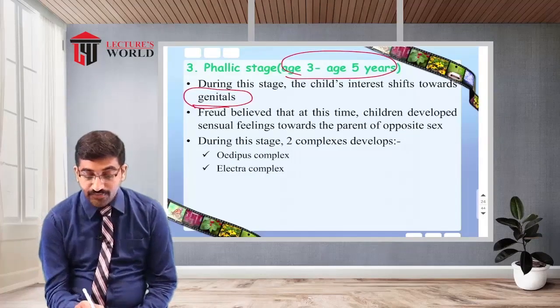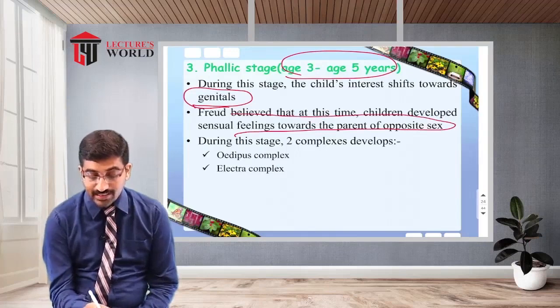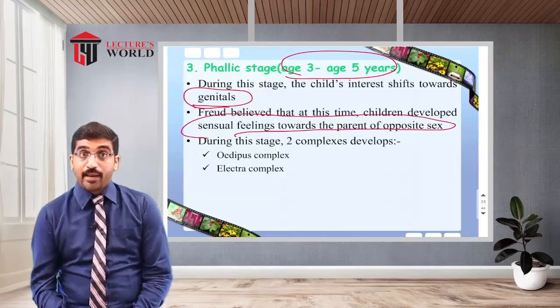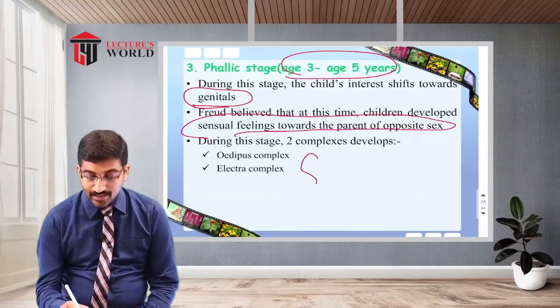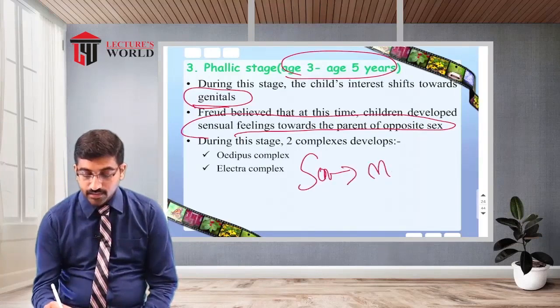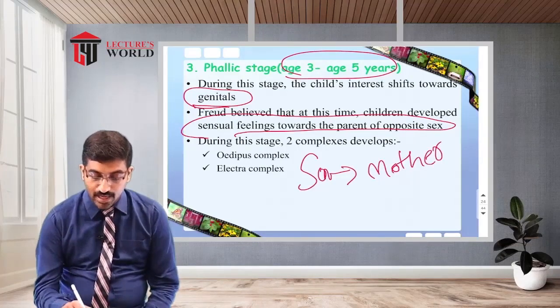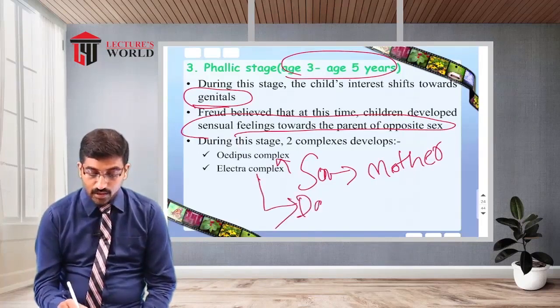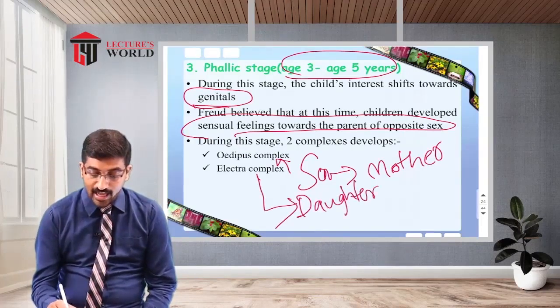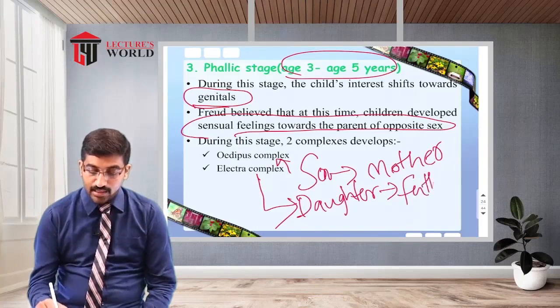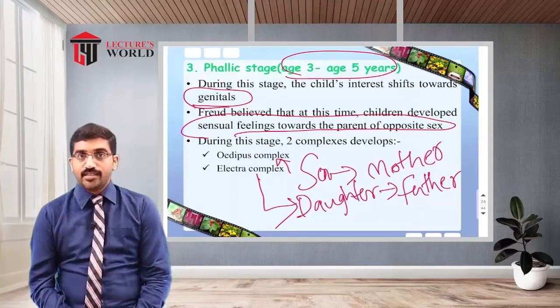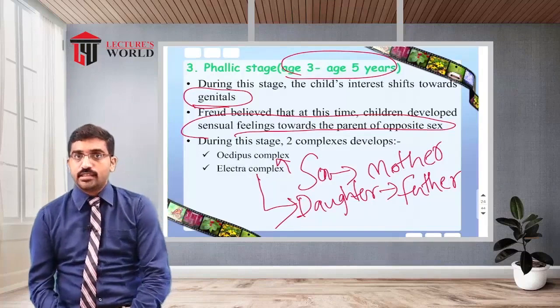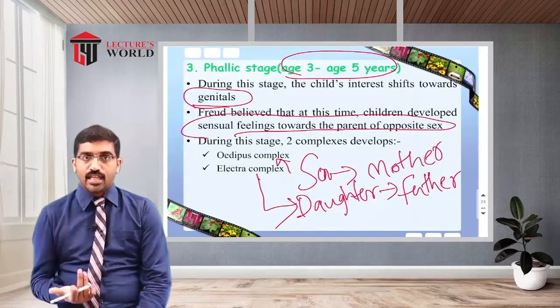Even they have feelings towards the parent of the opposite sex. So maybe the son having attraction towards the mother, which is known as Oedipus complex. Another one is Electra complex, the daughter, the girl child having attraction towards the father, meaning opposite parental sexual interest. I mean affection. They are having more affection.